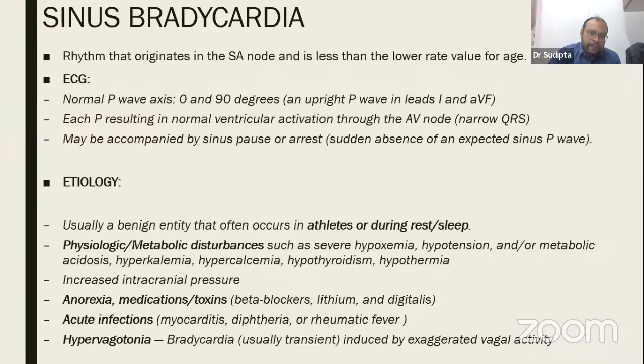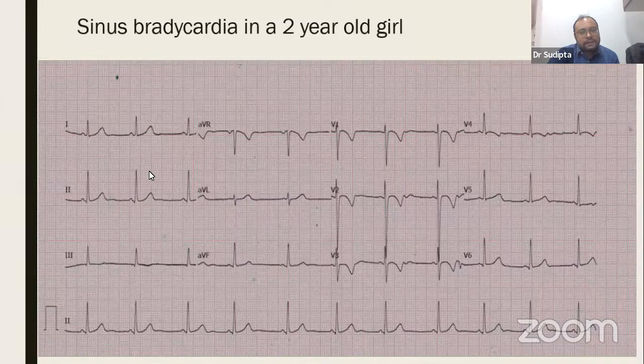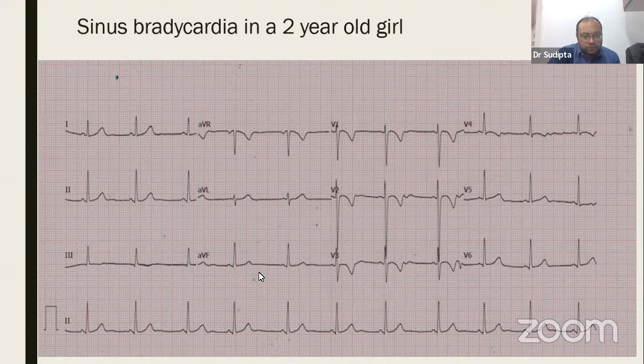So we can see here a sinus bradycardia in a two-year-old girl. Although the heart rate is somewhere between 60 to 70, which is normal for an adult patient, for a two-year-old girl this rate is less than normal for her age.